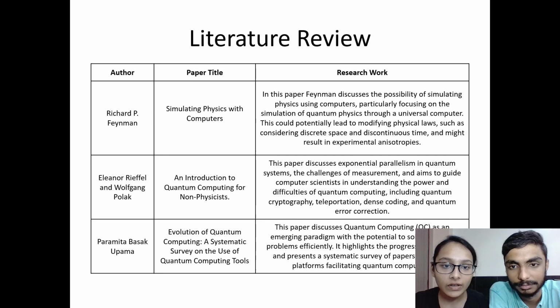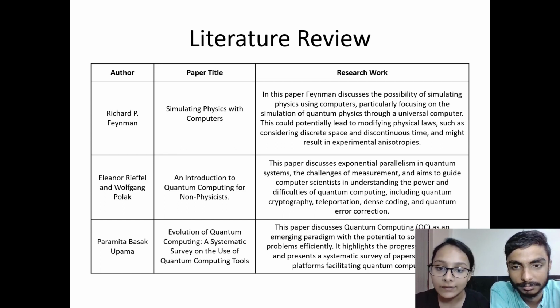Now, before moving ahead in our presentation, we'd like to acknowledge top 5 research papers that really fascinated us while we were researching in this domain. The first is Simulating Physics with Computers. This was written by Richard P. Feynman, and this was one of the first papers written in the field of quantum computing. This paper focuses on simulation of quantum physics through a universal computer.